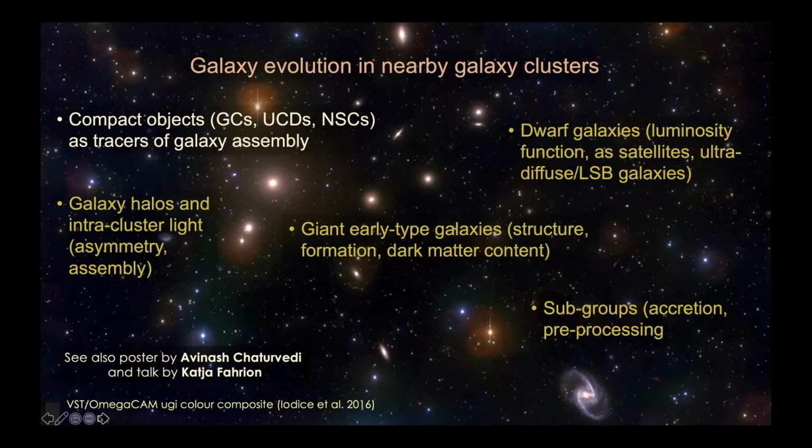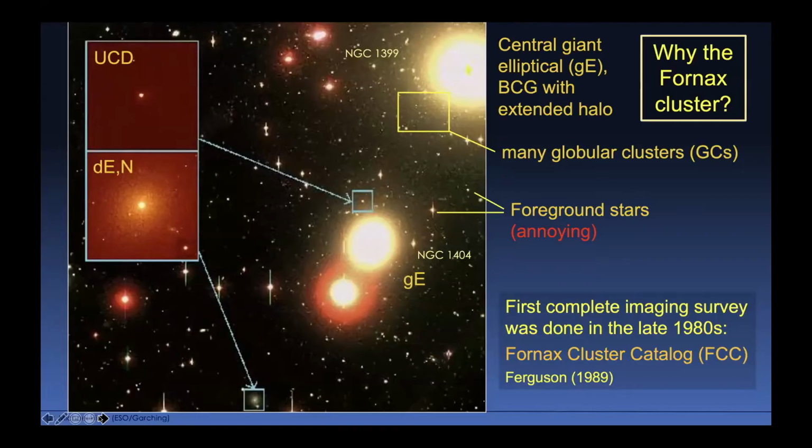But here I want to concentrate on the compact objects, which are globular clusters, ultra-compact dwarfs, and nuclear star clusters, as tracers of this galaxy assembly. So why the Fornax cluster? You see a nice image. This was taken with the Las Campanas telescope.